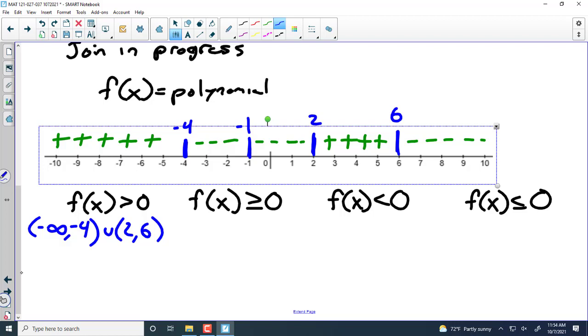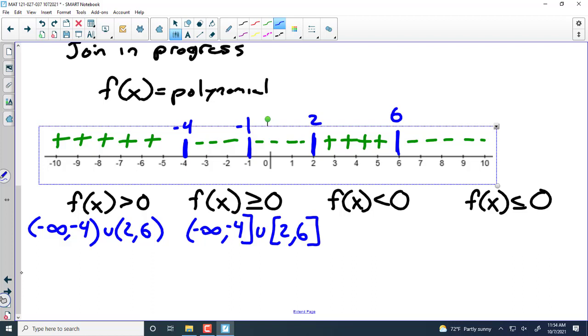The thing is, it does get a little bit trickier. It gets a little bit trickier. Because when I'm asking where I'm above or touching, it's very, very easy to write this. -infinity to -4 with a bracket, and a bracket with 2, and a bracket to 6. But that is not the correct answer. Why is that not the correct answer? Because -1 is touching. Who said that? Oh, nice job. Yes, because it's touching at -1.